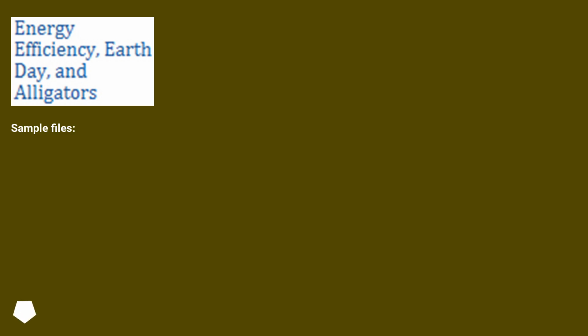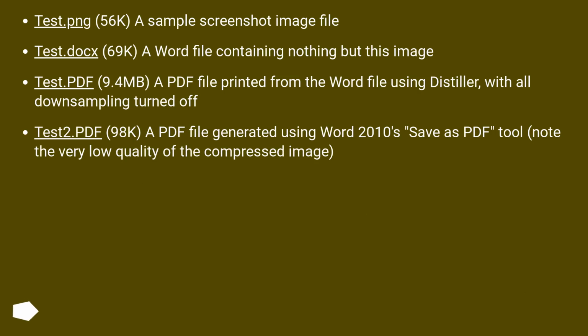Sample files. Test.png, 56K, a sample screenshot image file. Test.docx, 69K, a Word file containing nothing but this image. Test.pdf, 9.4 MB, a PDF file printed from the Word file using Distiller, with all downsampling turned off. Test2.pdf, 98K, a PDF file generated using Word 2010's Save as PDF tool. Note the very low quality of the compressed image.